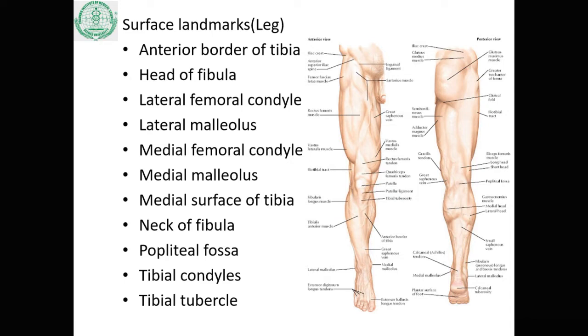Then the medial and the lateral femoral condyles. This is the medial malleolus, this is the lateral malleolus. Then on the posterior aspect, here you can see the popliteal fossa. When you flex the knee against resistance, there you will find that deep depression.